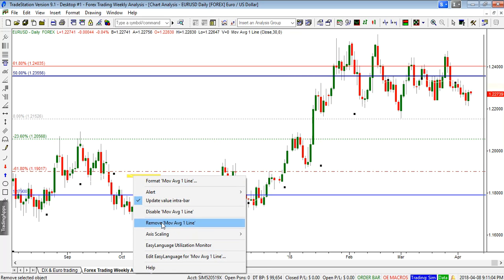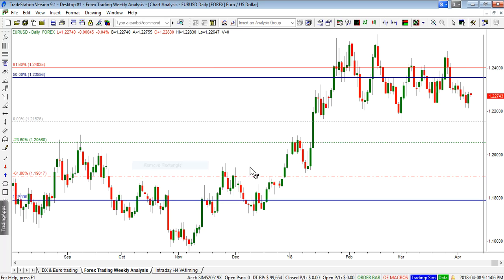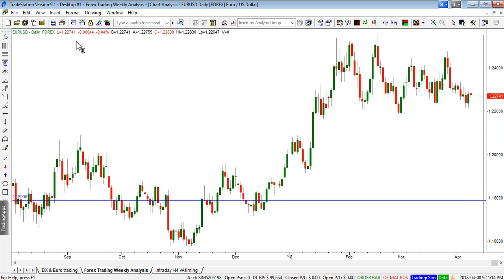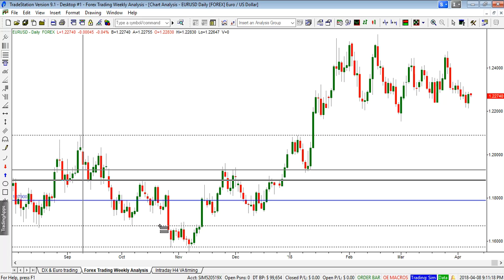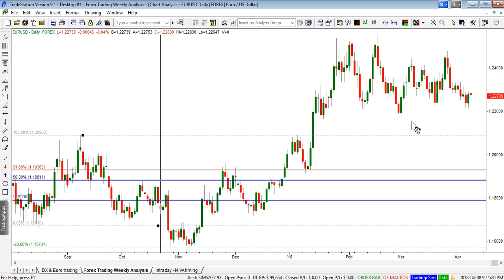So one of the scenarios I'm looking for in this market is a potential retrace of the 50% here. Now, I'm really looking for something very similar to October here, where the market came back, kept moving lower, and then came back into the 50%.